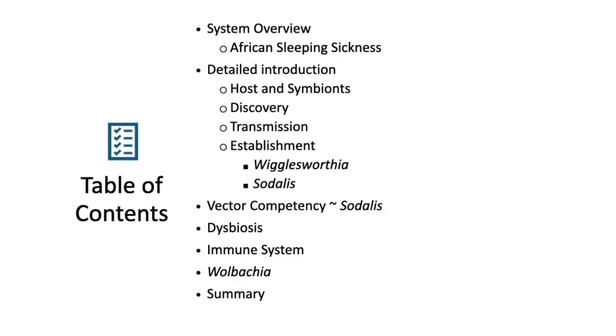So here is a table of contents just to orient ourselves. First, we're going to talk about a system overview. We're going to talk about this system and also touch on African sleeping sickness. Then I will give a detailed introduction, going over the host and the symbionts, talking about discovery, transmission, and establishment within the two symbionts, which is Wigglesworthia and Sodalis. Then take a look at how Sodalis aids in vector competency.